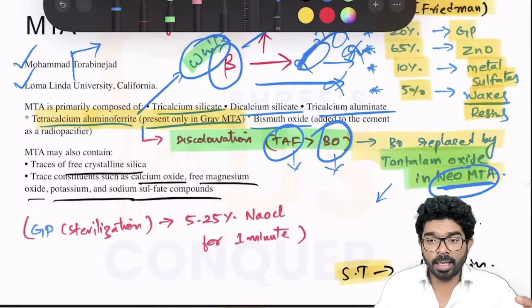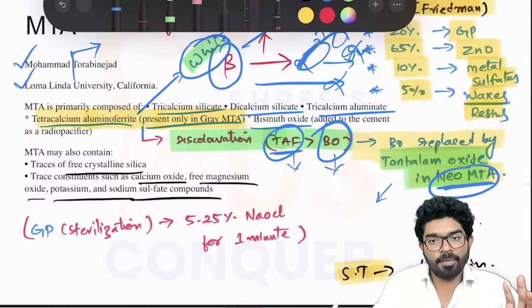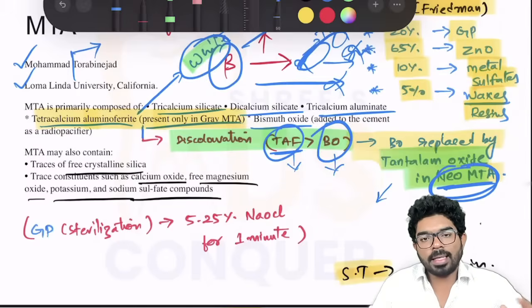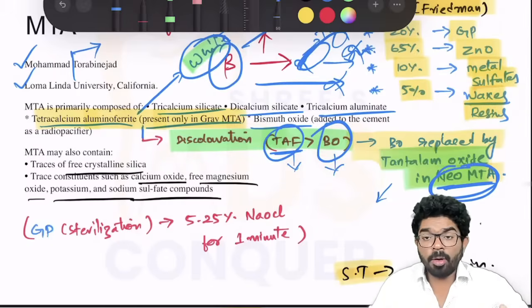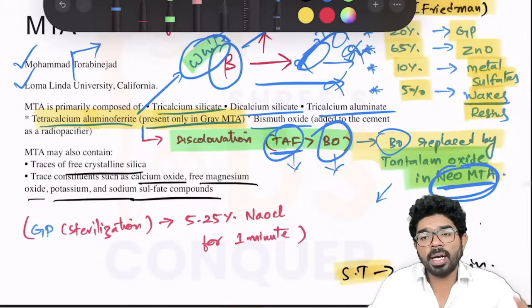I hope this is very, very clear. Both of them are responsible, but the best answer is TAF. Neo MTA, I have replaced BO with TO, whereas white MTA, I have removed the entire TAF. I cannot remove BO straightforwardly because BO is basically a radio opacifier which is required for me. So I have to find an alternative, where I have used titanium oxide.